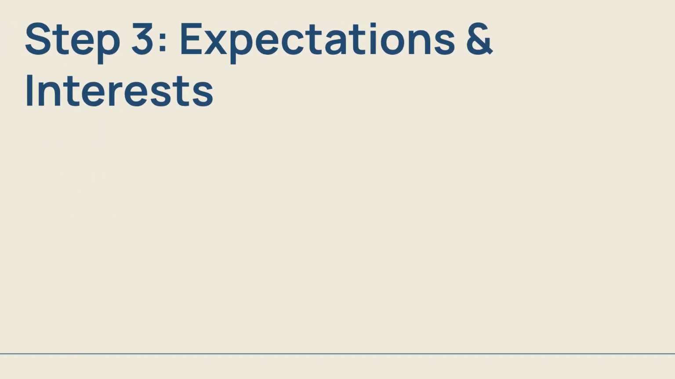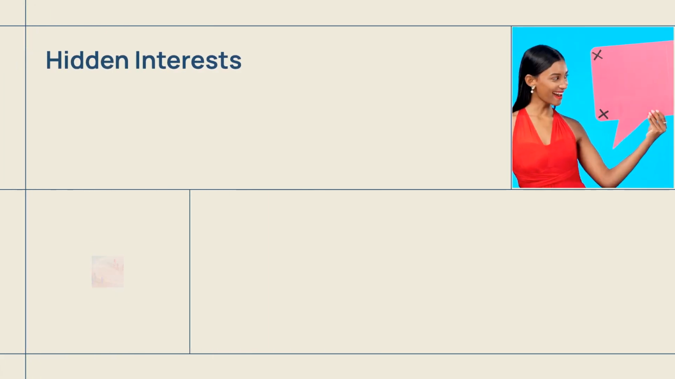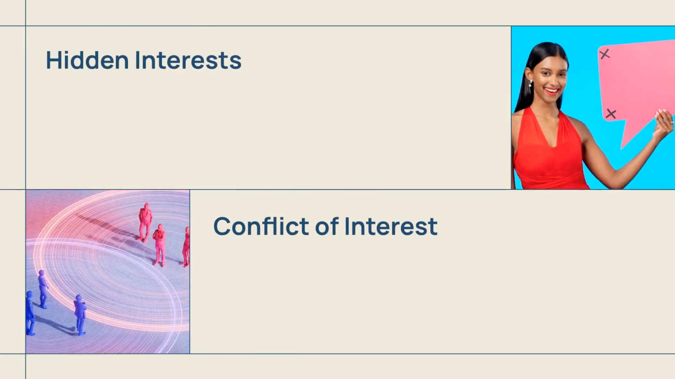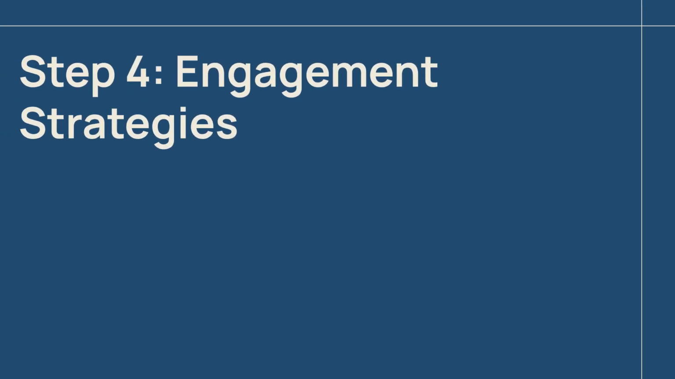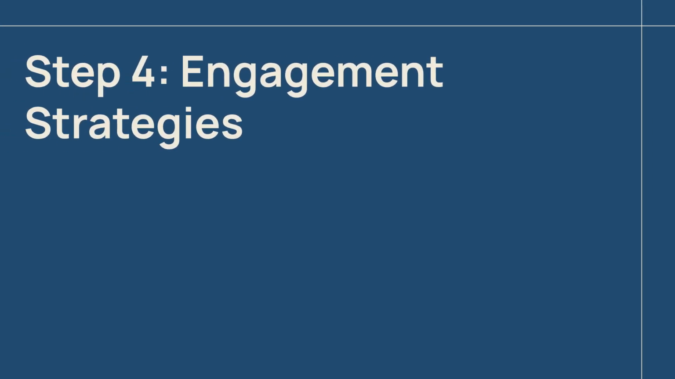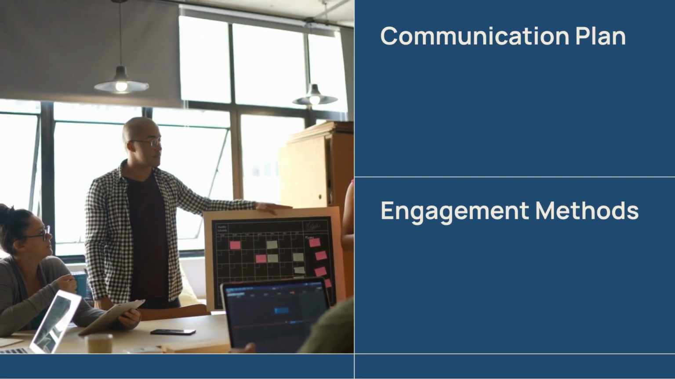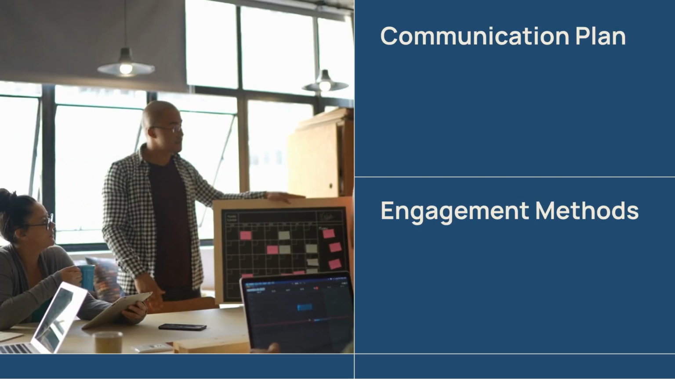Assess each stakeholder's expectations, concerns, and any hidden interests they might have. Uncovering the needs, concerns, and potential conflicts of interest between stakeholders is essential. Develop specific strategies for interacting with and communicating with each stakeholder group. Create a detailed communication plan with methods like meetings, reports, and workshops for expectation management.